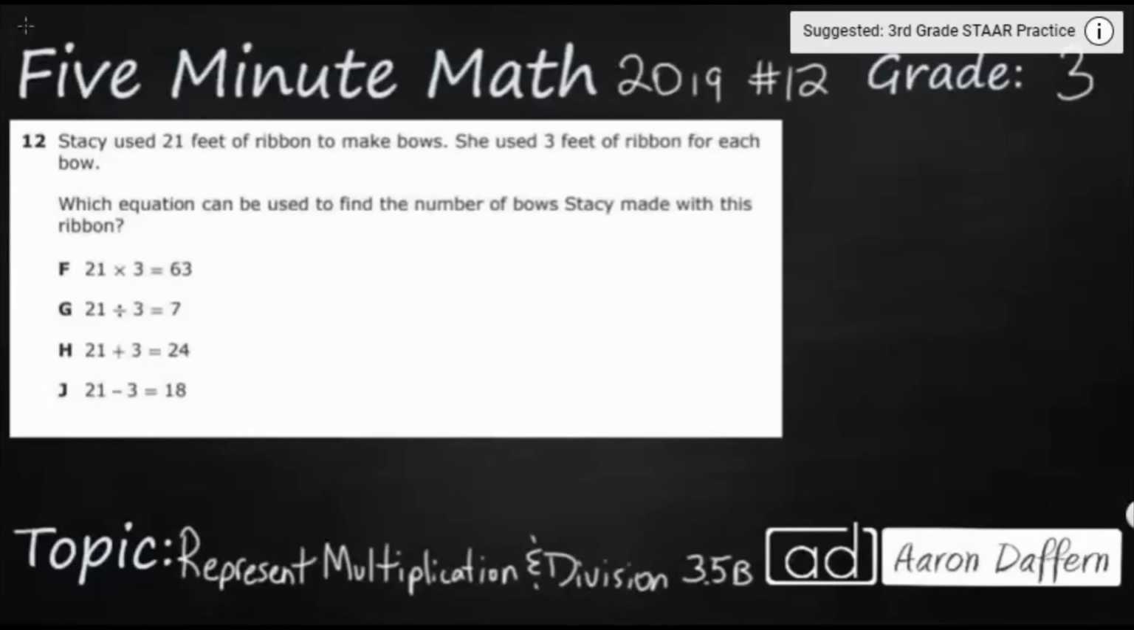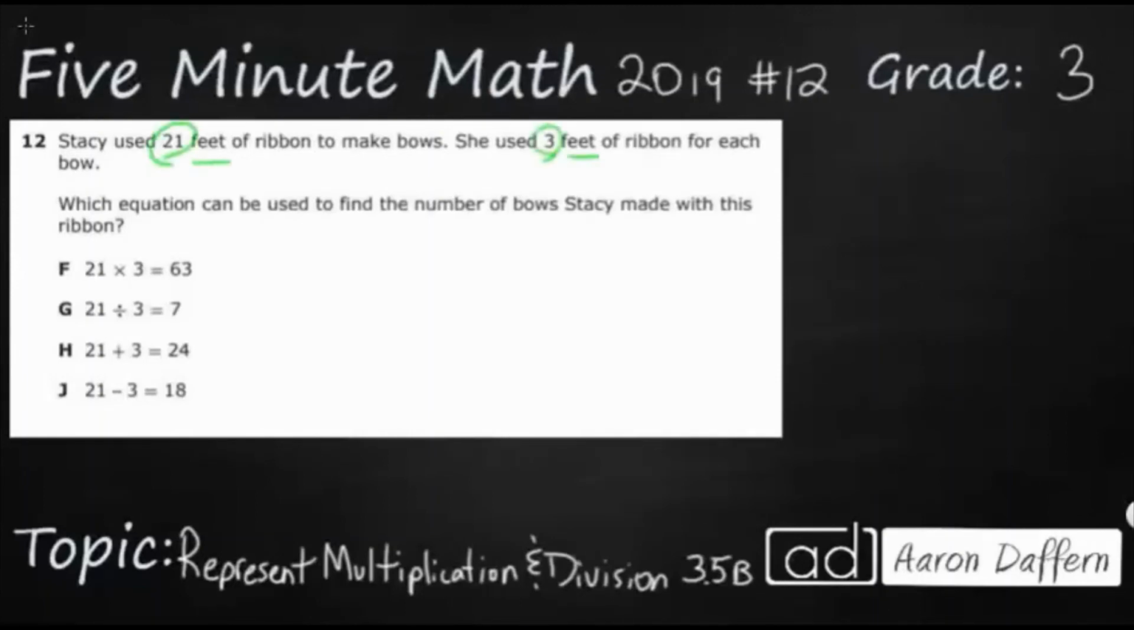All right, so we have a fairly simple problem, but it might be a little bit more difficult than we think. We've got Stacy. She's using 21 feet of ribbon, and she used 3 feet for each bow. Which equation can be used to find the number of bows that Stacy made with this ribbon? So we need to find the number of bows. You notice all of our answer selections, F, G, H, and J, are going to use 21 and 3, the only 2 numbers we have in the problem, and they're simply going to use a different operation: multiplication, division, addition, or subtraction. So we're not going to be able to find our answer there.